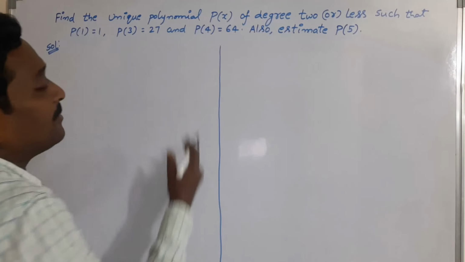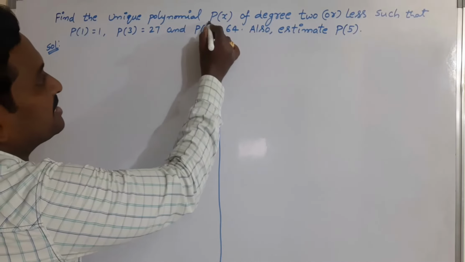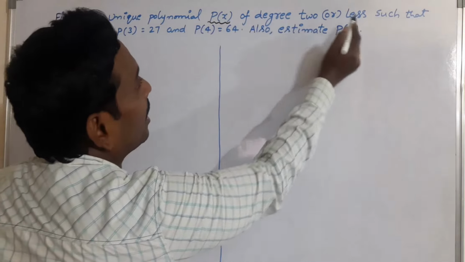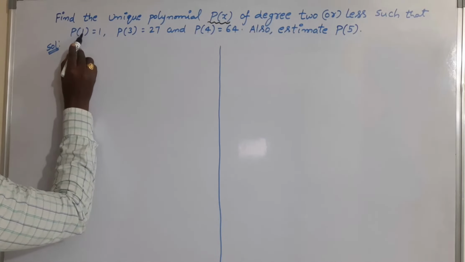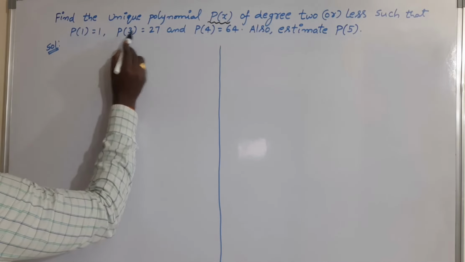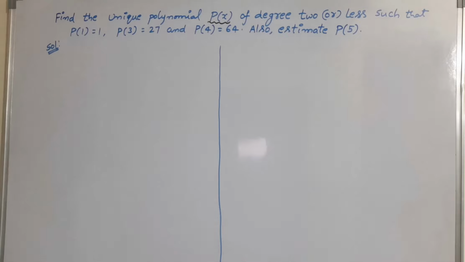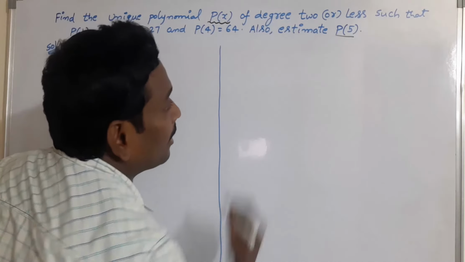In general, polynomial is represented by f of x, but in this problem, p of x is given instead of f of x, of degree 2 or less, such that p of 1, the functioning value at 1, is 1, and p of 3 is equal to 27 and p of 4 is equal to 64. After finding the polynomial, we should estimate the value of p of 5 also.